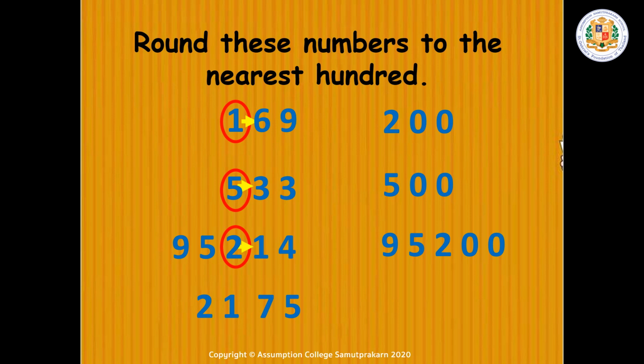Next example, 2,175. Circle digit 1 in the hundreds place. Look at the next digit. Digit 7. Is it round up or round down? Round up. That means the answer is 2,200.